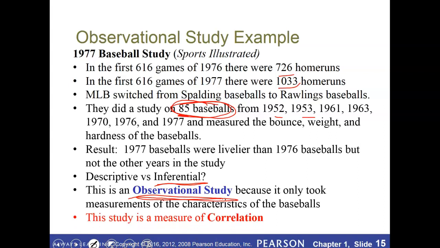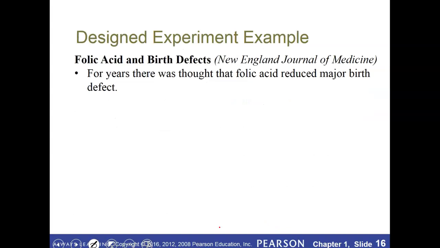Well, before we do that, that means that there is a correlation. There must be a correlation between the 1977 baseballs and the 1976 baseballs. And we can't really say that something caused them to happen. We can't really say that the livelier baseballs cause more home runs to be hit. There's only a correlation there. And so we'll talk more about that in class, but let's take a look at a different study.